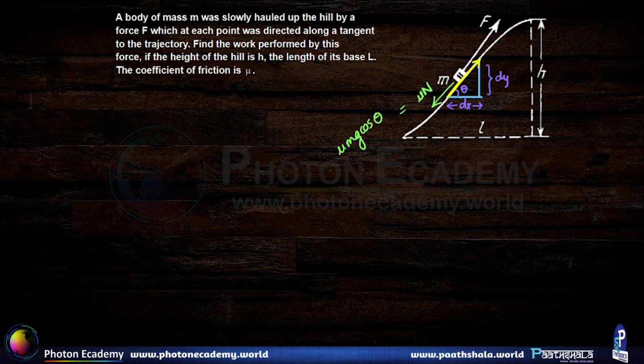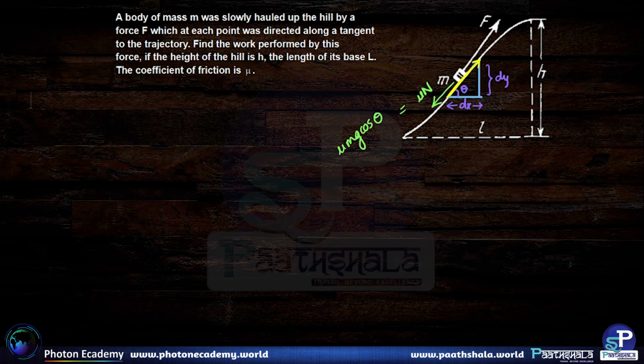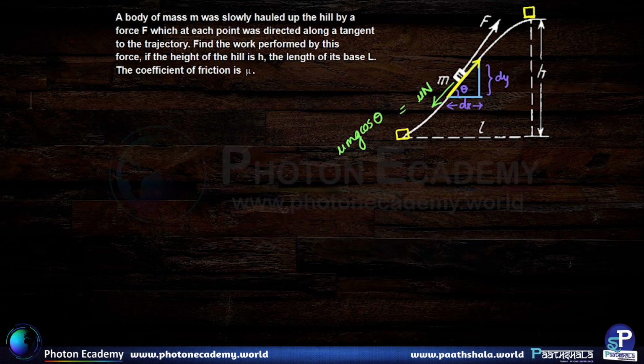So the work done, since it is hauled slowly, it is understood that the net change in kinetic energy is 0. So when the block was over here, it had 0 velocity, and when the block reaches over here, at this point also it will have 0 velocity. So it is hauled slowly. That means the net change in kinetic energy is 0. This is to be understood based upon the statement of the question.